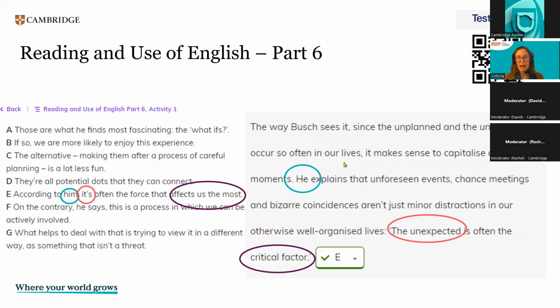Okay, and we're going to try to identify words that could connect this sentence with our paragraph. Right, so we've got here the use of he, here we've got him, it's, which could be referring to the unexpected, affects us the most, which could be a way of saying critical factor. Right, so these are the clues, the hints that the text is giving us to tell us this is the correct option.